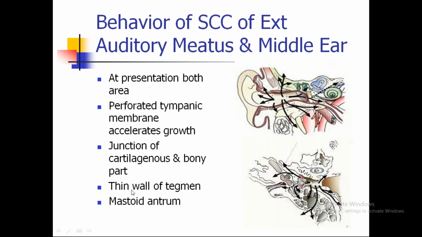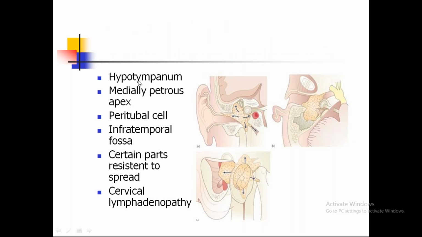It can invade the thin wall of the tegmen. It can go into the tegmen area. It can go into the mastoid antrum. It can go into the hypotympanum, that is towards the jugular bulb, medially towards the petrous apex, and the peritubal cells, that is surrounding the eustachian tube. The infratemporal fossa can also be invaded, and certain parts are resistant to spread also, and cervical lymphadenopathy is also seen.